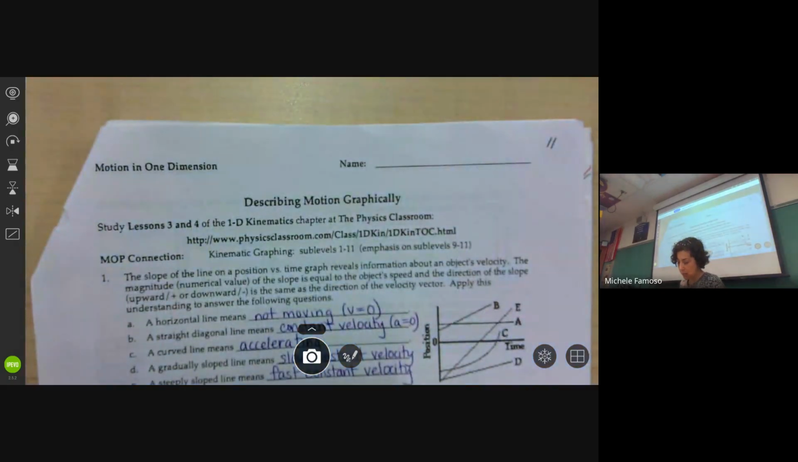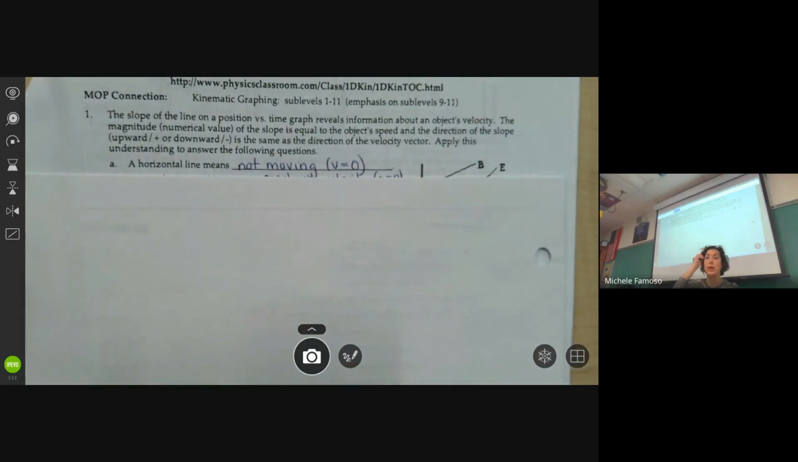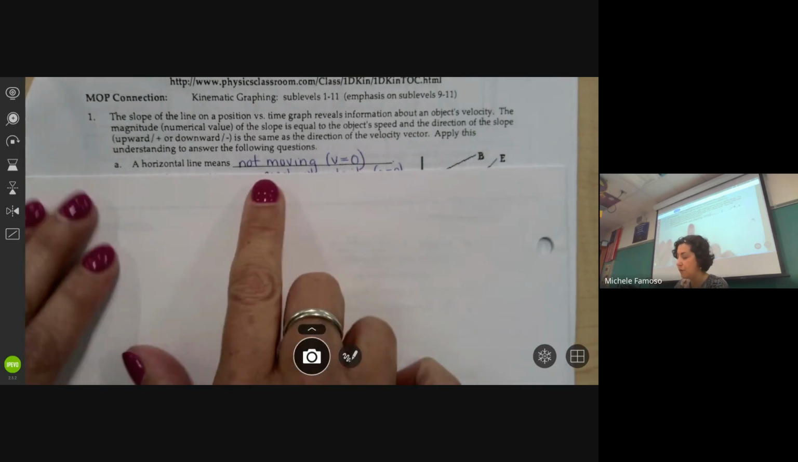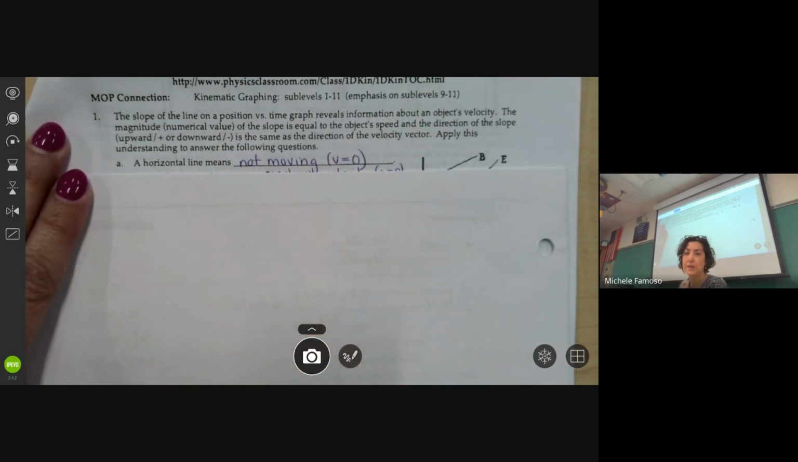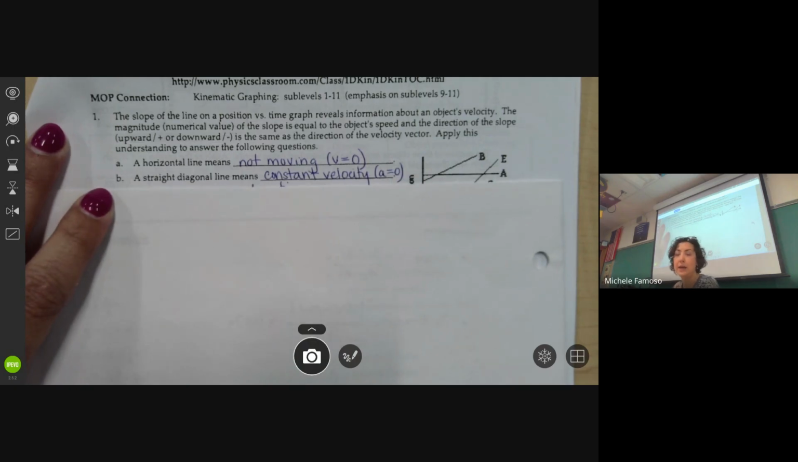Okay. I'm not sure where you left off with this, so I'm just going to give you answers to the whole page. So on page 11, A, a horizontal line. This is review from a position time graph would indicate that something is not moving. The speed is 0. If you have a straight diagonal line, that means you have a constant velocity. There's no acceleration. That is unit 2 material. You need to know that for tomorrow's test.